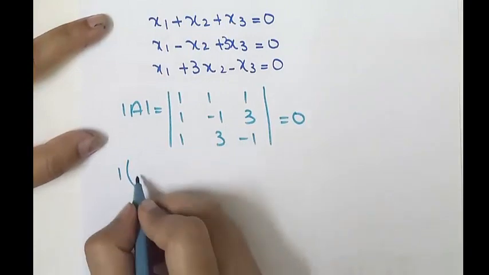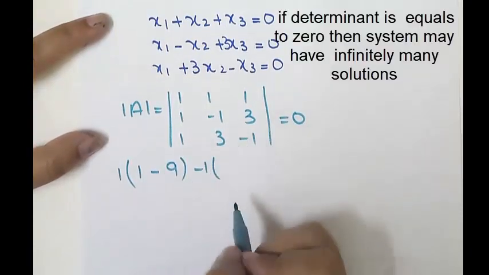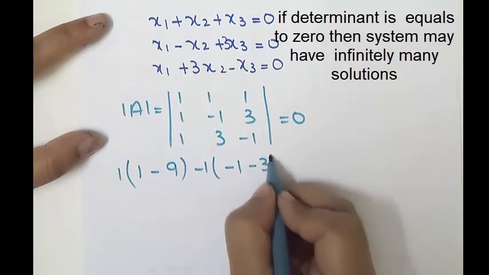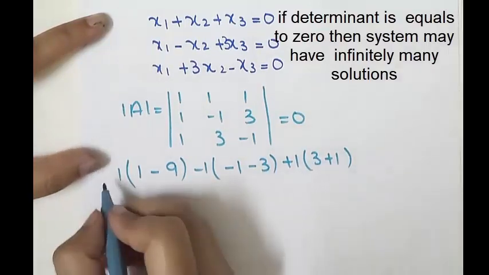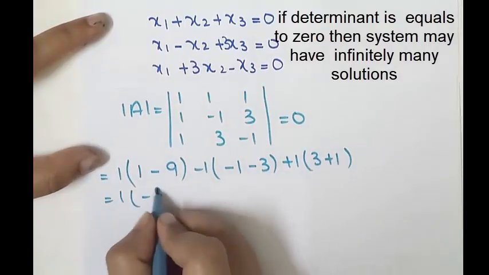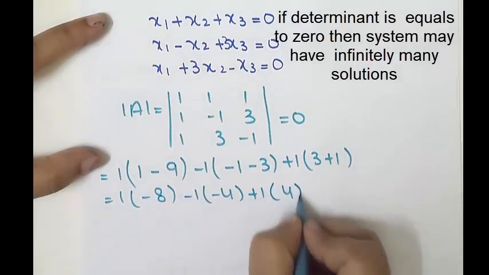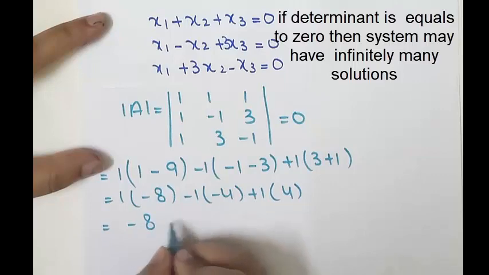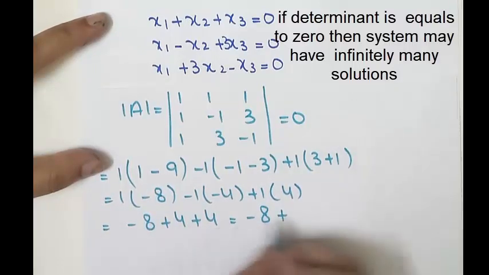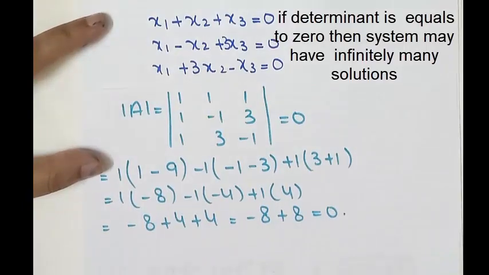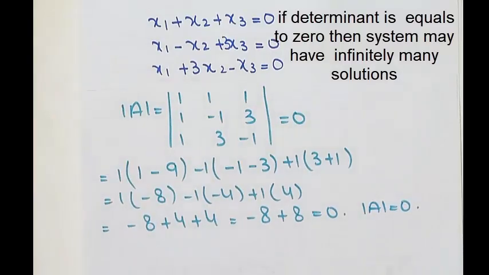So I am solving with the general method. 3 times is 9. Then we have minus 1, minus 1, minus 3, plus 1, 3 plus 1. 1 minus 9 is minus 8, minus 4 plus 1, 4. Minus 8 minus is plus 4 plus 4. Minus 8 plus 8 is equal to 0. So the value of the determinant is equal to 0.